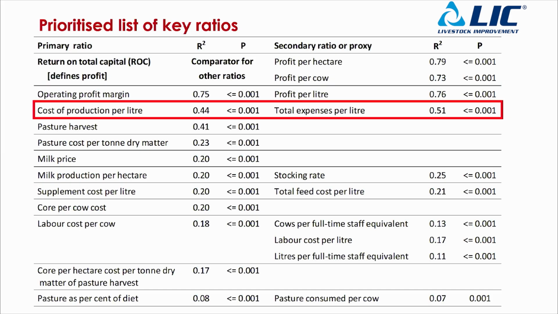Cost of production per litre and total expenses per litre are both excellent total cost measures. Cost of production is considered a more complete measure, as it includes revenue from livestock and other non-milk dairy sales, which offset the expenses associated with these non-milk sales, resulting in a more correct cost of production for milk. This methodology allows cost of production to be directly compared to milk price, with the difference being the profit margin prior to debt servicing or other investments.